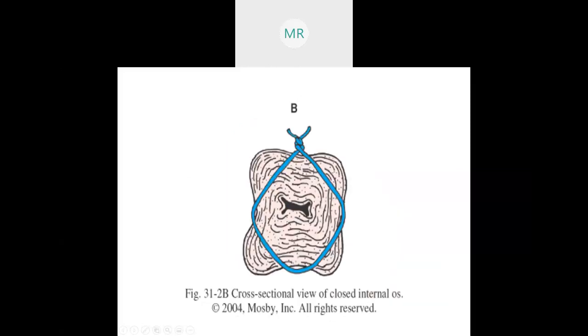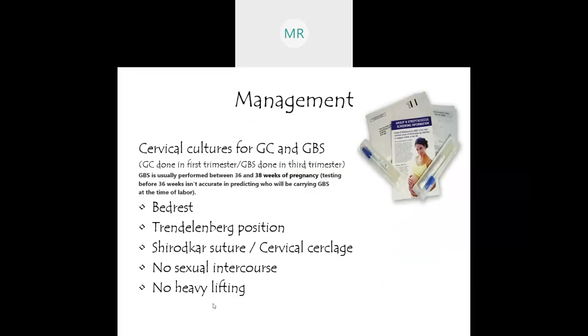Another picture here, a cross-section view of the cervix. It's a surgical reinforcement of the cervix with heavy ligature placed submucosally around the cervix to strengthen it. That's your suture, the Shirodkar suture, and that's your cervical cerclage.